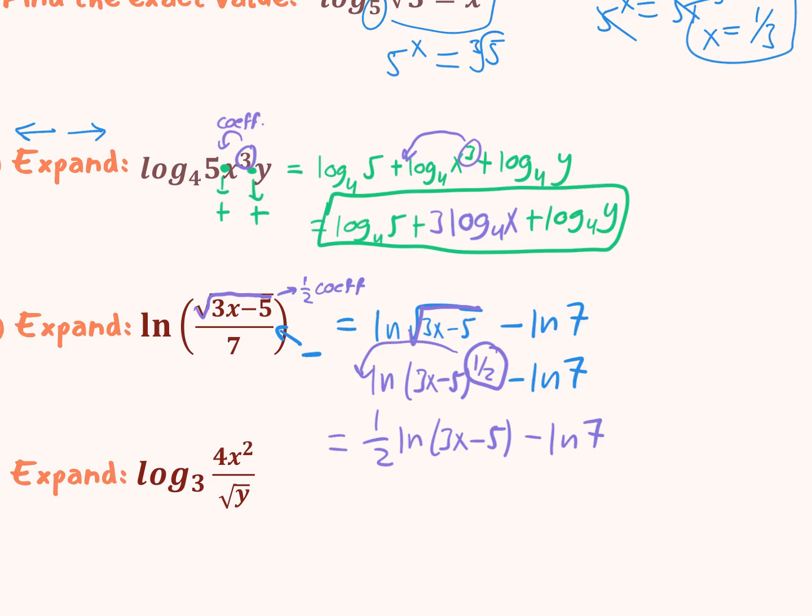So some of you might look at this and say, well, there's a multiplication right here in this 3x, right? Why don't we make that ln of 3 times ln of x?